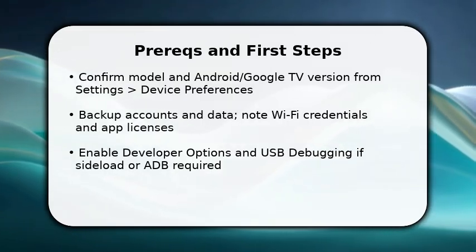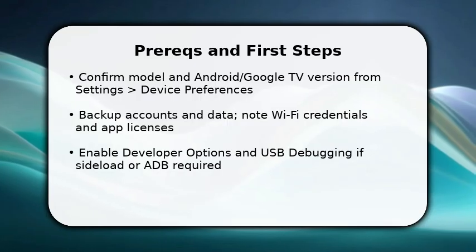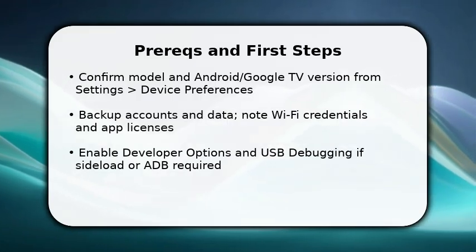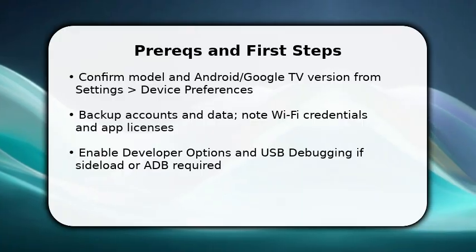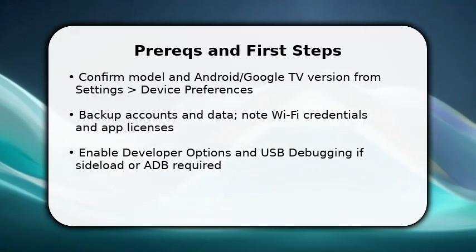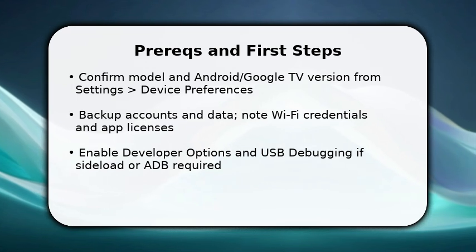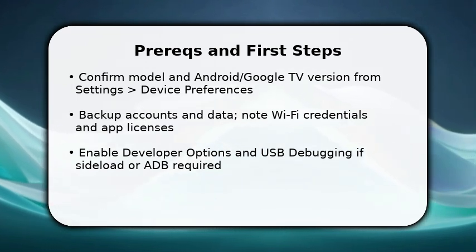Next, enable developer options by tapping build number 7 times, then turn on USB debugging. This is required if you plan to use ADB to disable system apps. Do these now so later steps run smoothly without unexpected lockouts.